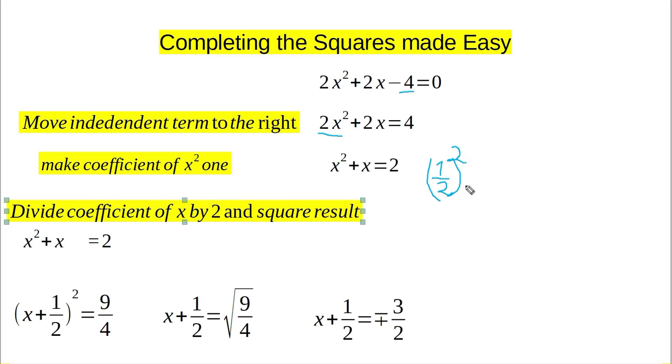Now this I need to put in this equation so that I'm able to complete the square. So I put this in this equation here. It's a positive number, so I do plus (1/2) squared. And whatever I do to the left hand side, I have to do to the right hand side. So I have to add as well here my (1/2) squared.